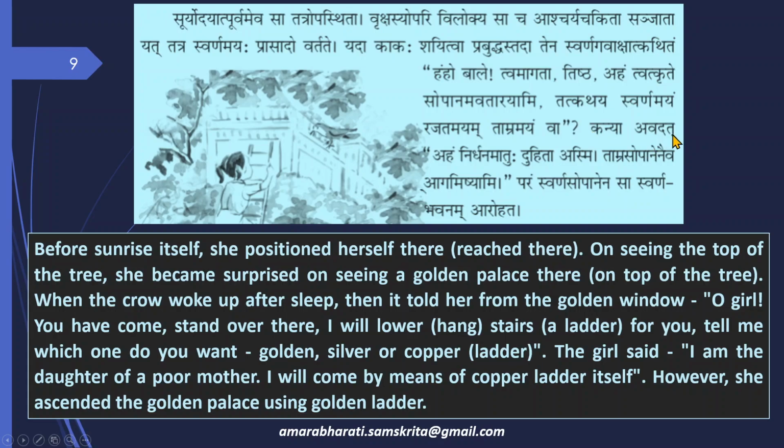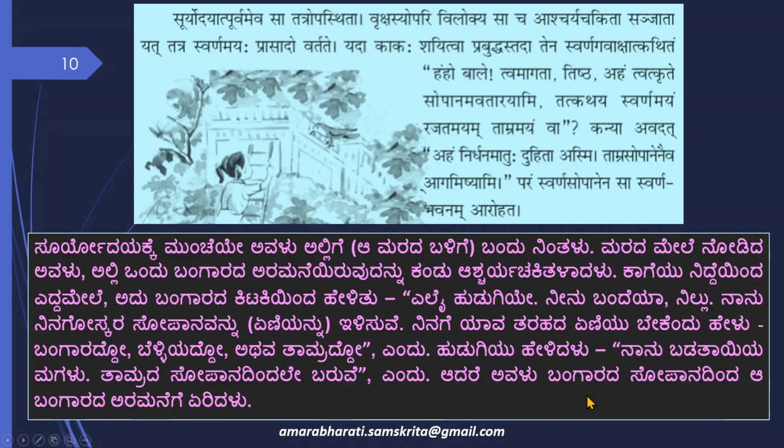Kanya avadat, the girl said. Aham nirdhana matuh duhita asmi. I am the daughter of a poor mother. Tamra sopanena eva agamishyami. I will come by means of the copper ladder itself. Param, however, swarna sopanena sa swarna bhavanam arohata. However, she ascended the golden palace by the golden ladder. So you can see the girl climbing up the palace on a ladder. We go further.